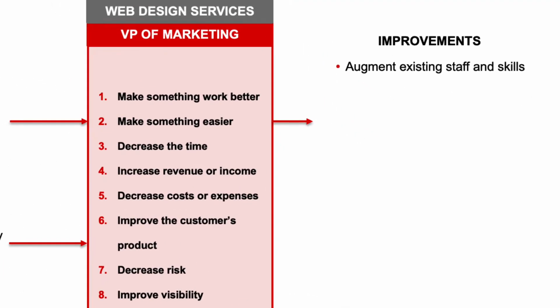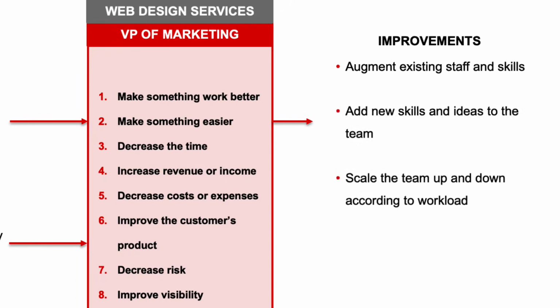And I'll just show you a few here. We help them to augment their existing staff and skills, add new skills and ideas to the team, scale the team up and down according to the workload. And I don't want us to talk about these individual points and what they mean. The point is that these improvements are completely different from our other value proposition. When we go from talking to small business owners to executives at large corporations, the product is the same, but our value proposition completely changes. And this process allows you to create those different value propositions.